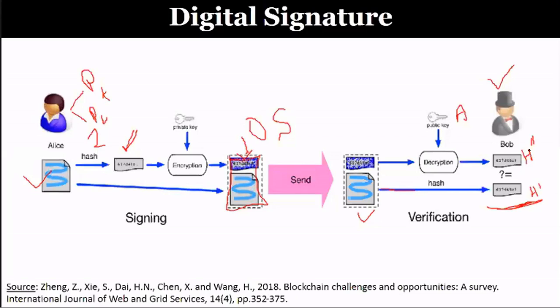So this is a very basic explanation of digital signature, right? Remember, digital signature is a two-step process. First is computation of the hash, and then encryption of the hash value using the private key, right? And the reverse of that at the other end.